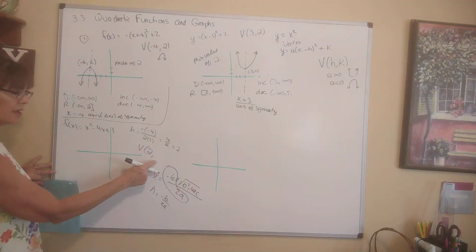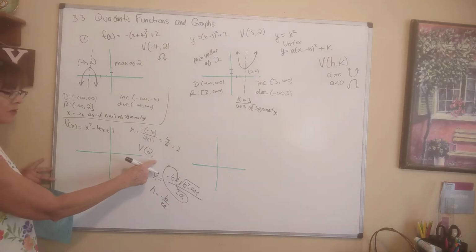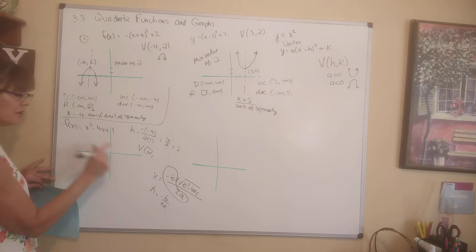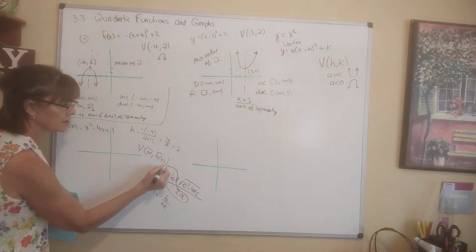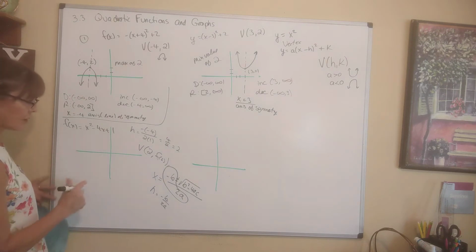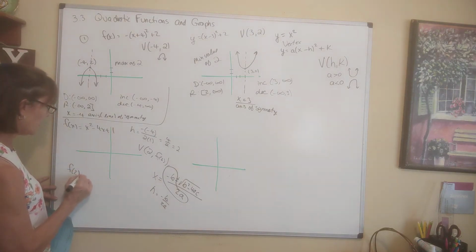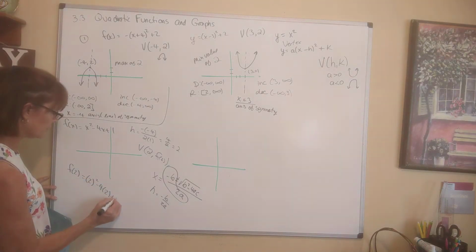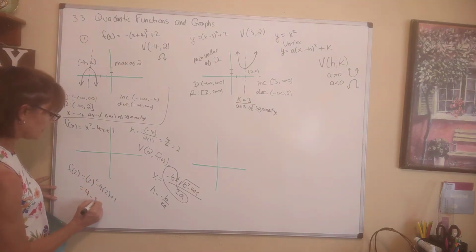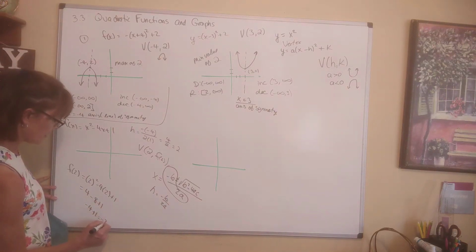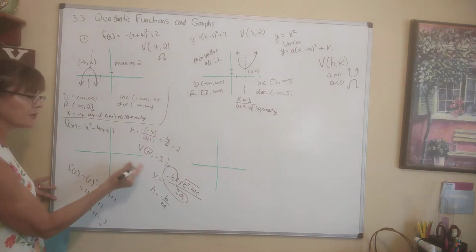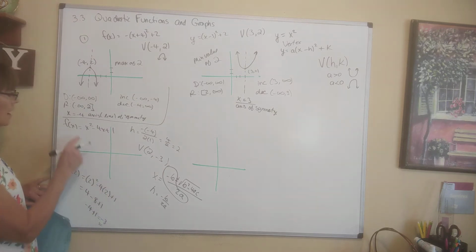How will I find k? Well, the y value is the y value that goes with this x value too. So I just plug this 2 into the function. f of 2 is what's going to give me the k. So let's figure out what that should be. f of 2 is going to be 2 squared minus 4 times 2 plus 1. This is 4 minus 8 plus 1. Negative 4 plus 1, negative 3. That is what k is. That's my vertex. So we found the vertex.